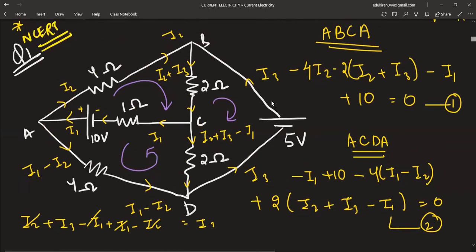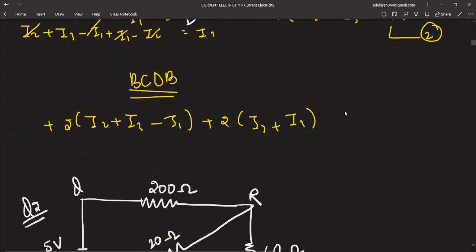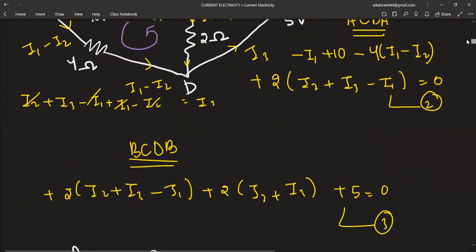Lastly, look here, class, we are moving like this, right? This way we were moving. So only this wire is left, which has the cell. So current is coming from the positive and going, so it will be simply plus 5. So this will be plus 5 is equal to 0. So this is the third equation, right?